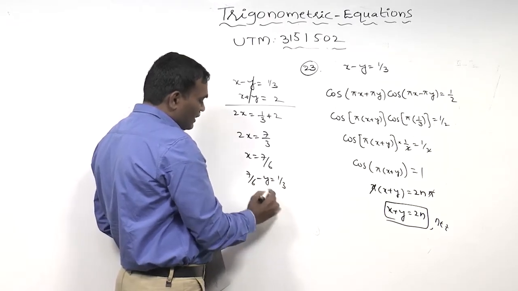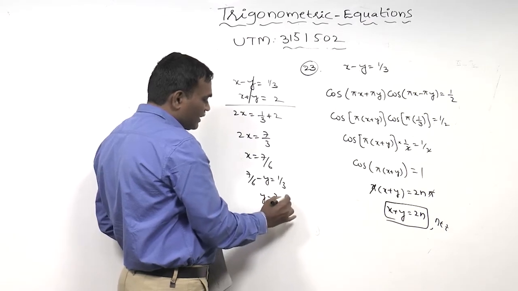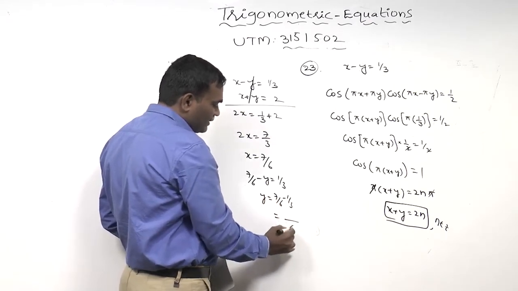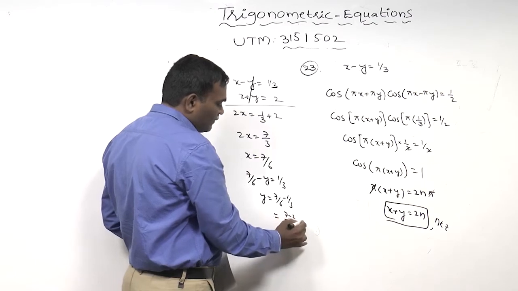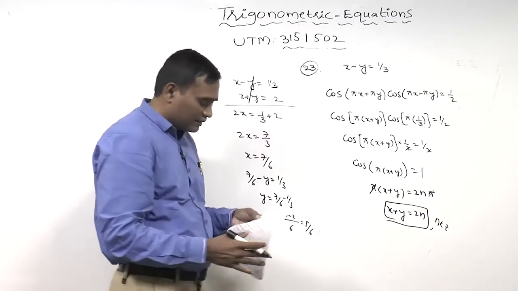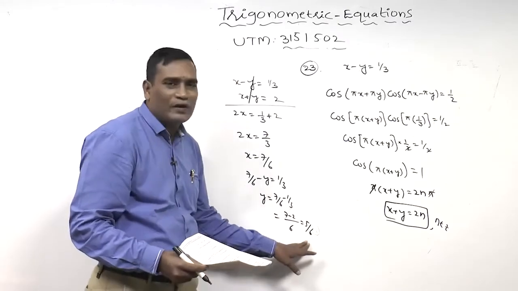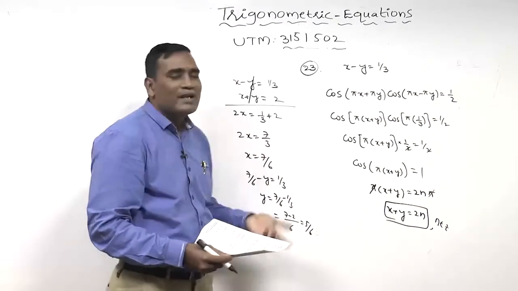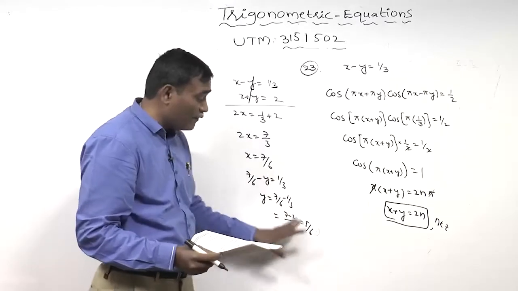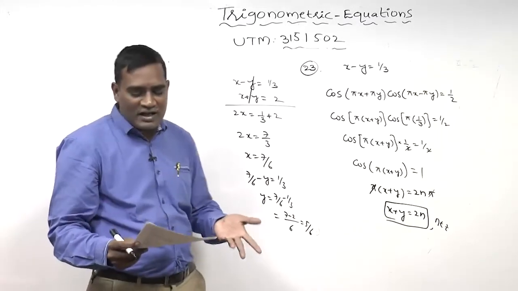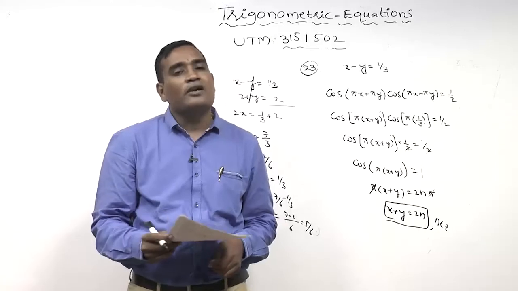y is equal to what? 7/6 minus 1/3. LCM 6, 7 minus 2, that is 5/6. But in the second option, y is given as 1/6, and here I got y is equal to 5/6. It means don't take x is equal to 7/6. So (7/6, 5/6) is correct, but (7/6, 5/6) is not there in the options.